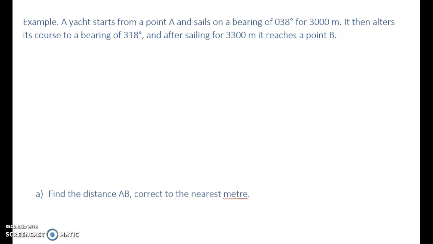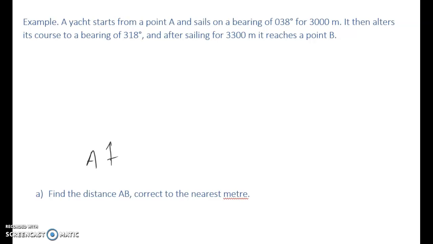Okay, a yacht sails from point A on a bearing of 38 degrees for 3,000 meters and then switches to 318 degrees for 3,300 meters. It reaches point B. So I'm going to have a go at drawing that. So here's point A. Here's our starting point. We're going to go 38 degrees. So we draw a little bearing.